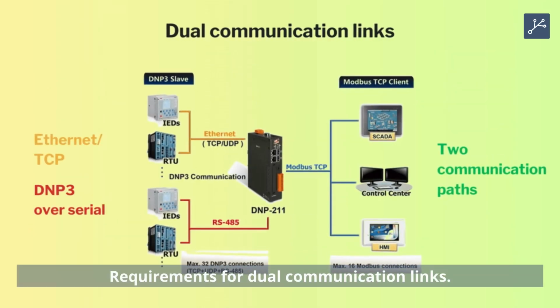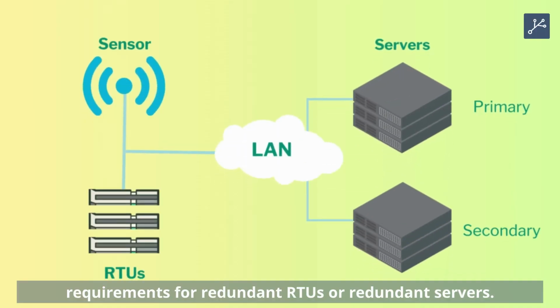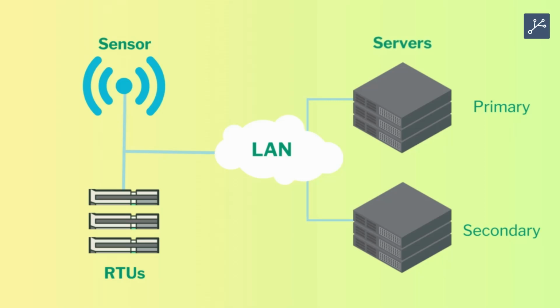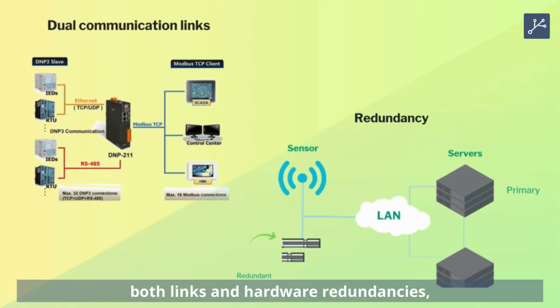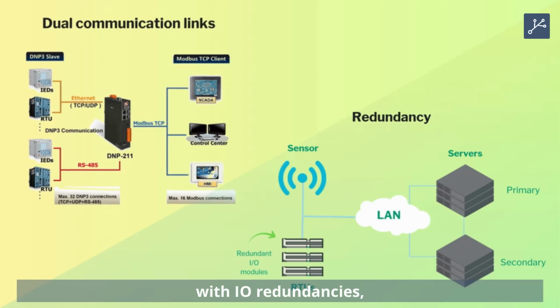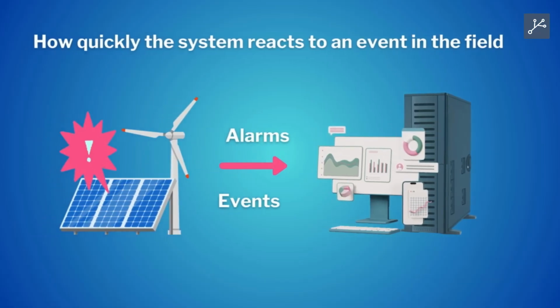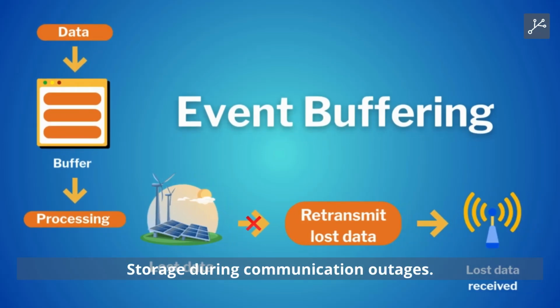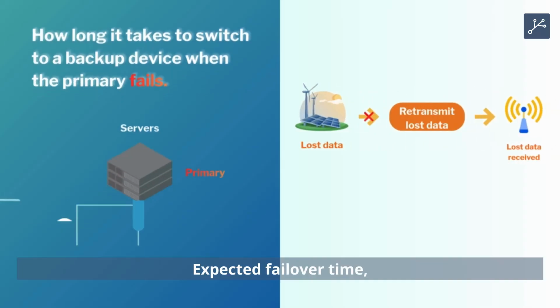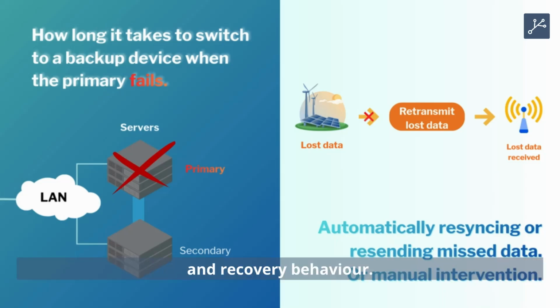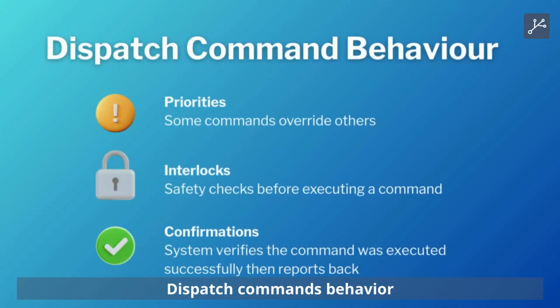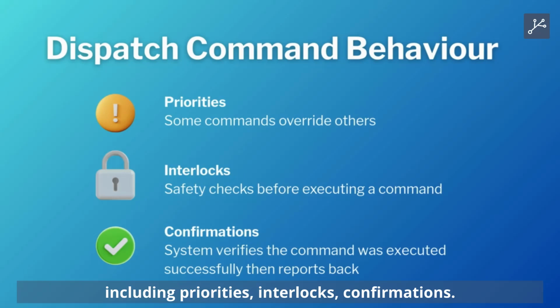Requirements for dual communication links. Requirements for redundant RTUs or redundant servers. Sometimes both link and hardware redundancies with I/O redundancies, depending on the specific requirement. We then look at the performance expectations: end-to-end event response times, event buffering storage during a communication outage, expected failover times, and recovery behavior. Dispatch command behavior, including priorities, interlocks, and confirmations.